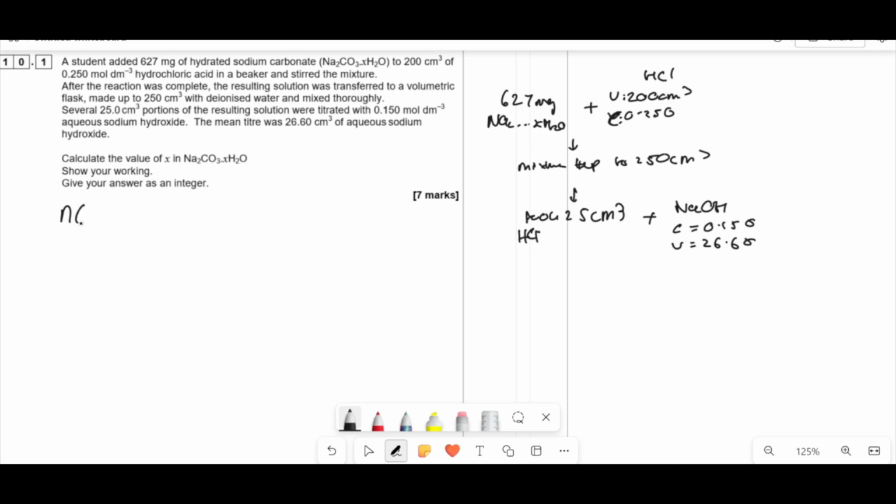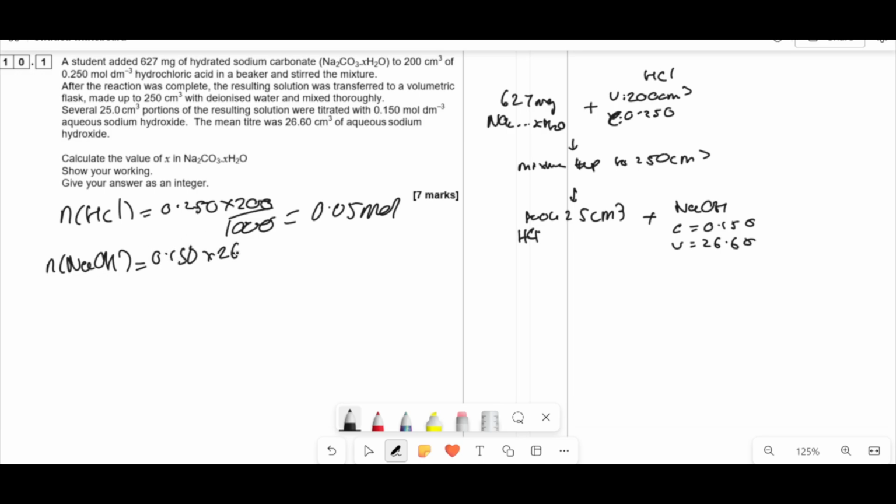So the moles of the HCl is going to be its concentration times its volume, which is going to be 0.250 times 200 over 1,000. If we do that, we get 0.05 moles, right? Then we also know that the moles of the NaOH in this titration is going to be its concentration times its volume, which is going to be 0.150 times 26.6 over 1,000. If you don't know what to do in this question, then obviously, yes, work out moles blindly, but you should be able to justify what you're going to do with every single step like I have just done there.